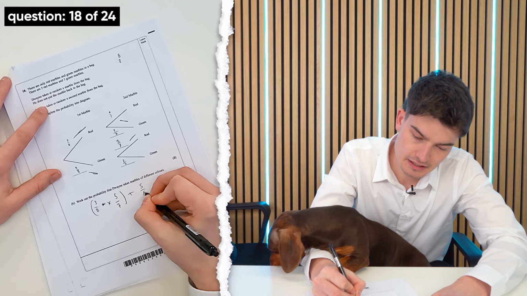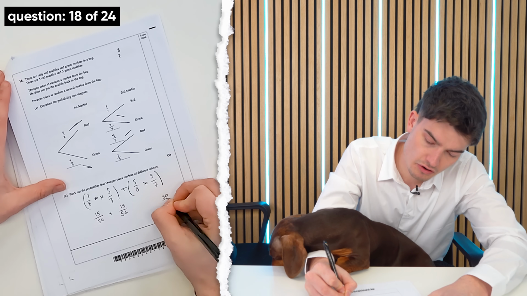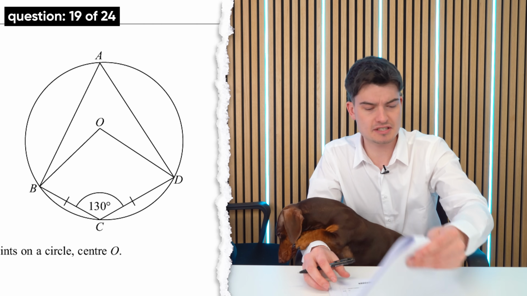5 over 8 times 3 over 7. Is that how it works? Is that how you times fractions? 30 over 56. That's it. That's 3 marks. It better be 3 marks. Oh my God, look at the state of that.